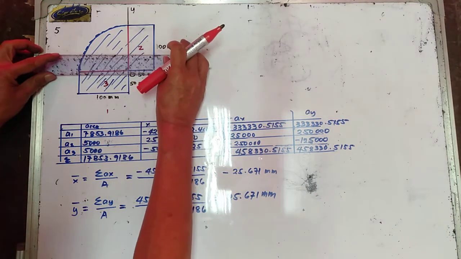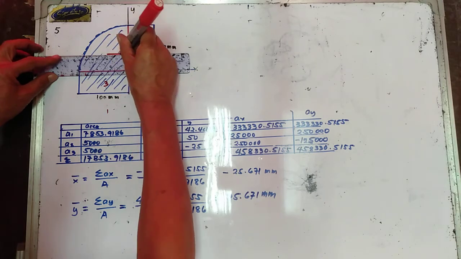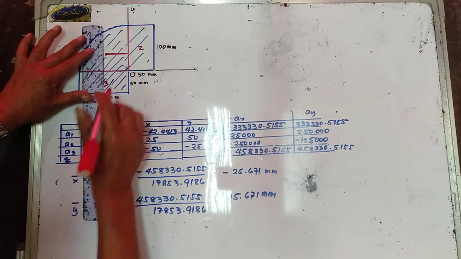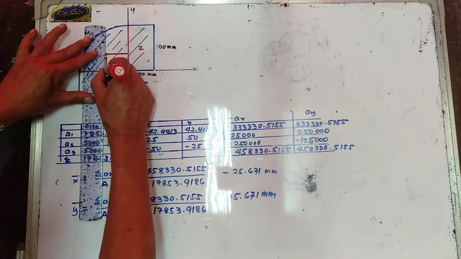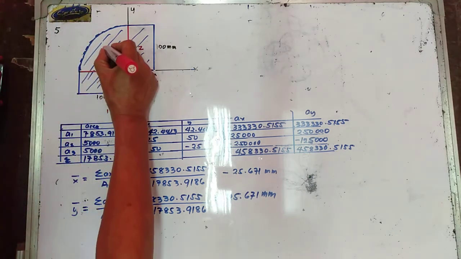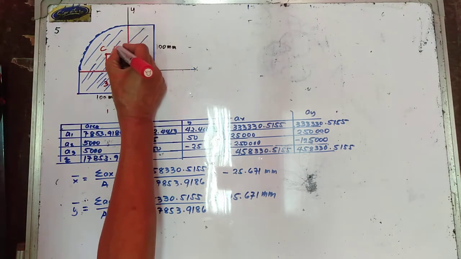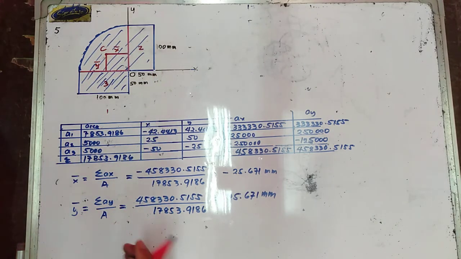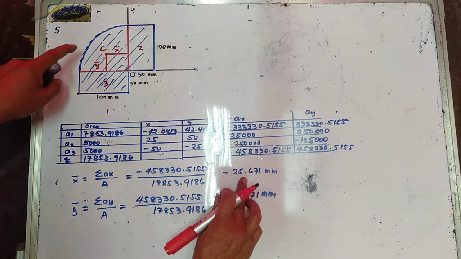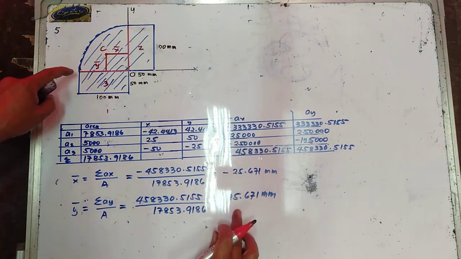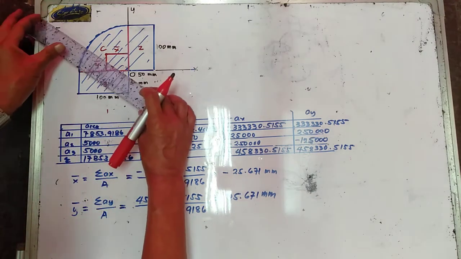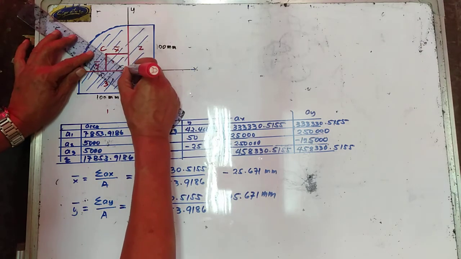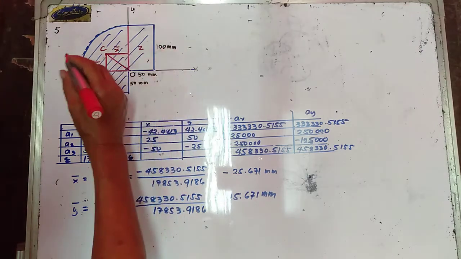Now, so let us consider that this is now the centroid of the area. This is now the centroid. So this is your bar X, and this is now your bar Y. So your bar X is negative 25.671, and bar Y is 25.671. Since we are required to determine now the polar moment of inertia with respect to the centroid.